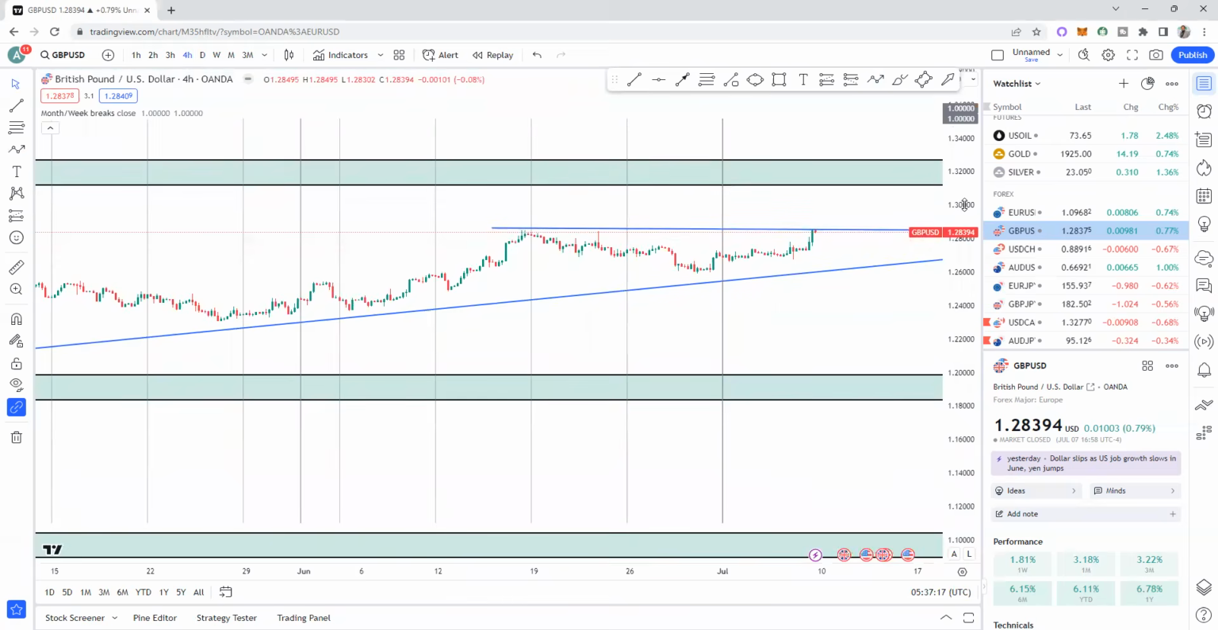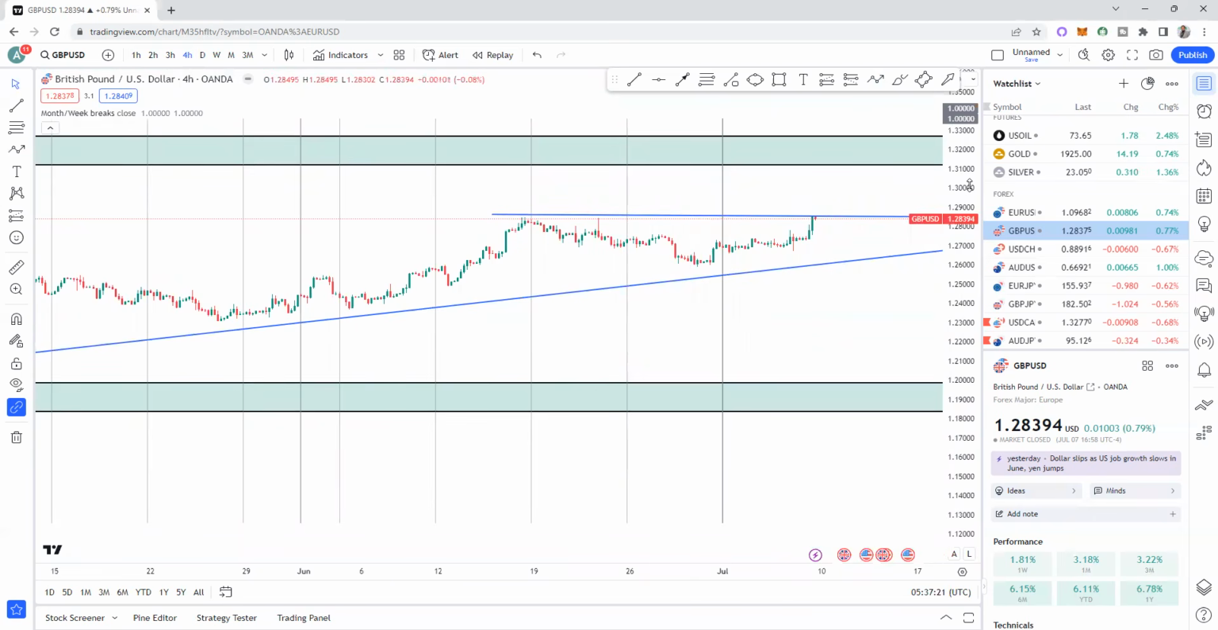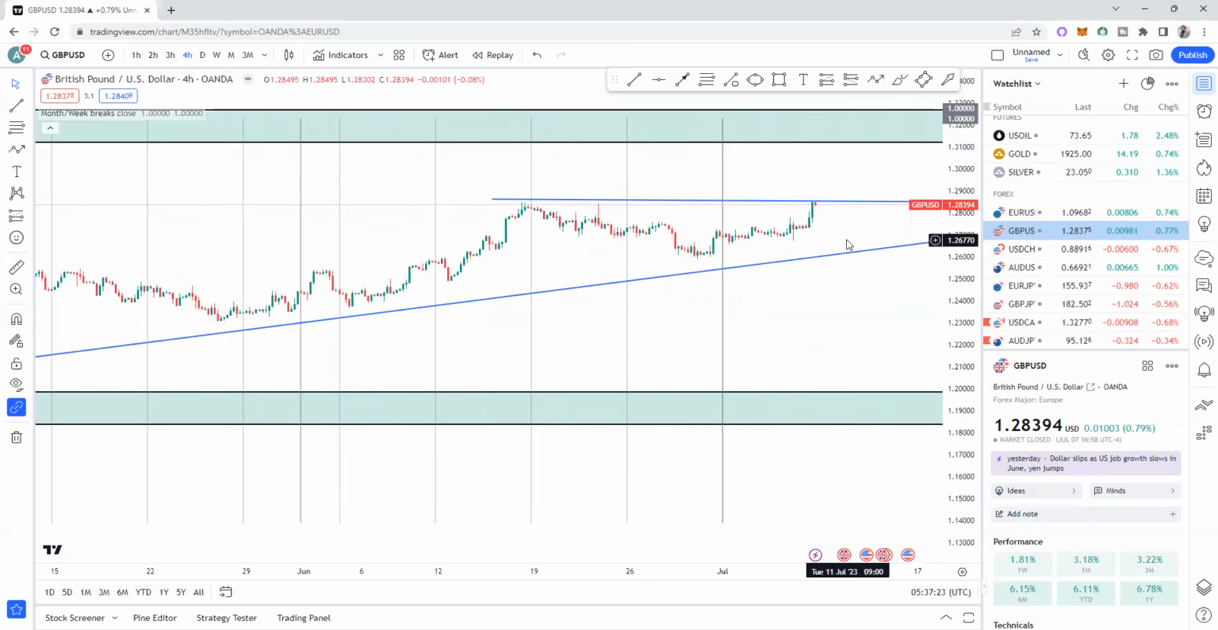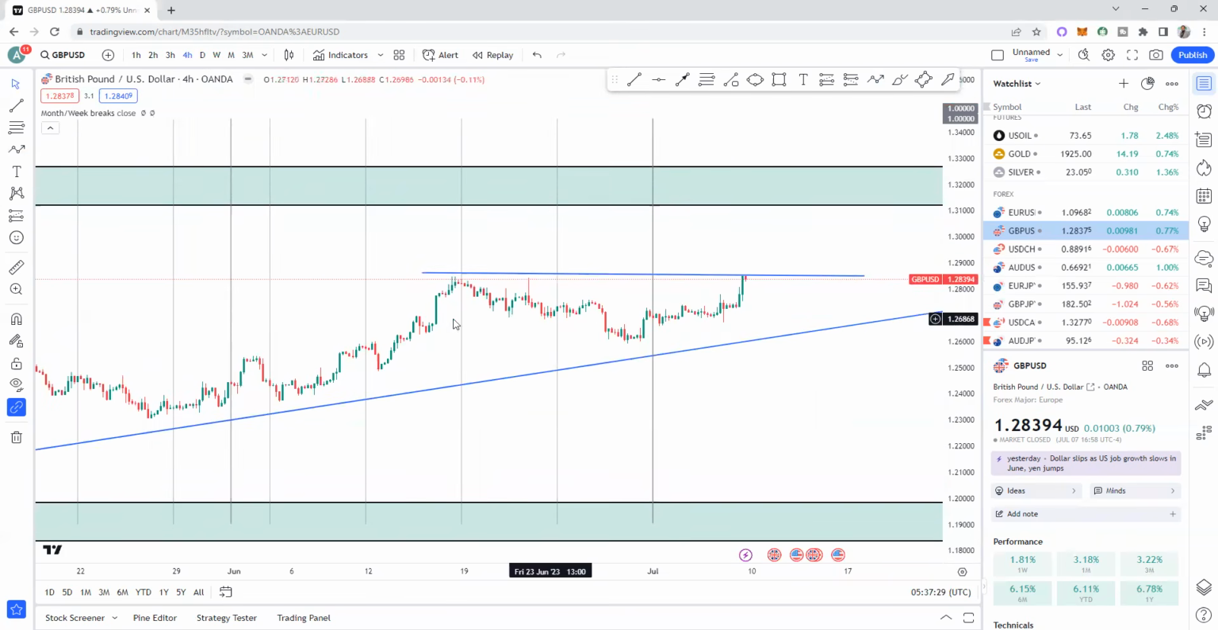So what you want to do, since we are already battling a resistance, is wait. You already know that we are in a buy movement, a very strong bullish movement. So you want to wait a little bit for price to pull back a little bit and form a support.